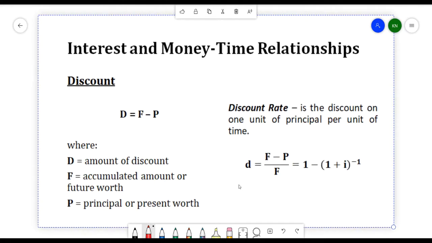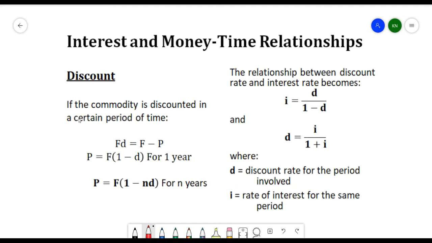And also, we have here if the commodity is discounted in a certain period of time. Let's say, for example, that it is discounted for 1 year. So we have this formula: P equals F times (1 minus d). But if it's discounted for n years, or for a number of years, we have P equals F times (1 minus nd), where n is the number of years and d is the discount rate.